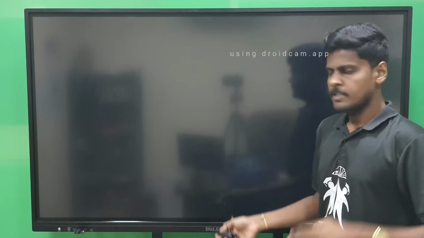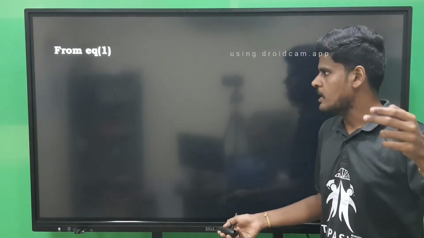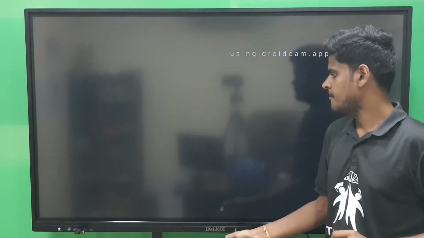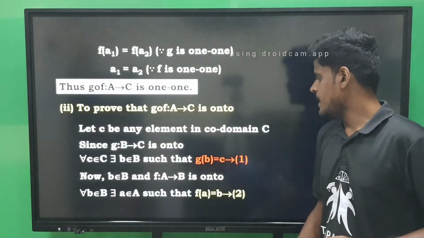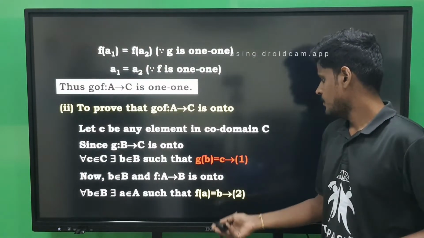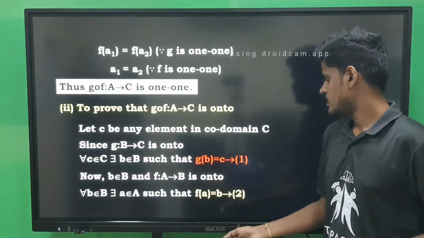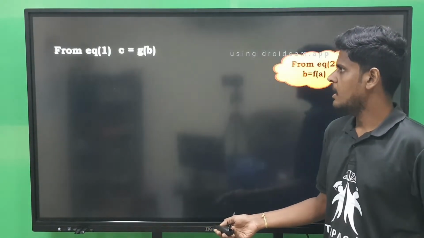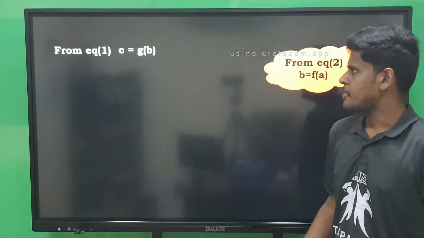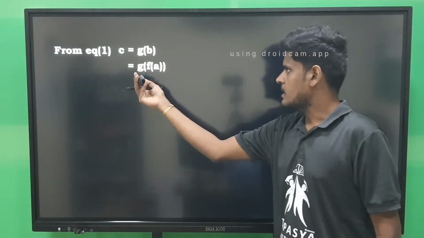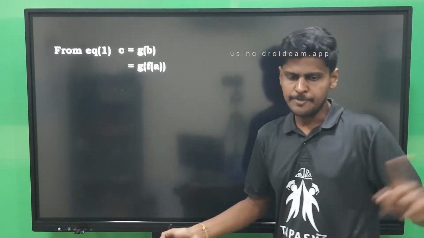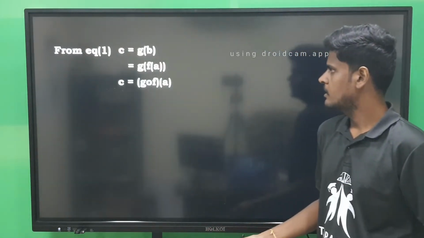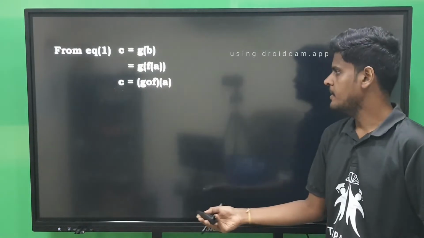Next, what do we need to see? Find whether g of f is 1 to 1 and onto or not. From this, what is c? c is nothing but g of b. Use these two conditions: c is g of b and b is f of a. So this is nothing but g of, what is b? f of a. Substitute in this. That is nothing but g of f of a. c is g of f of a.